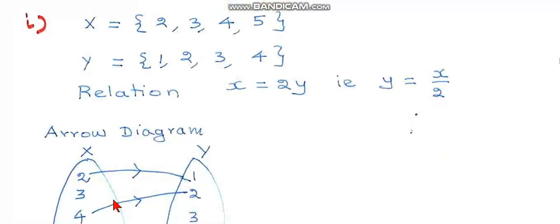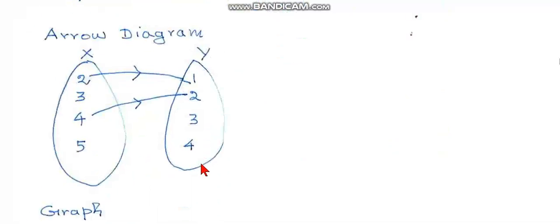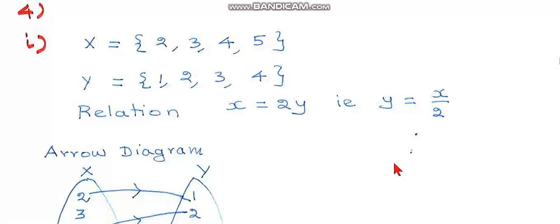In other words, y equal to x by 2. Arrow diagram: the set X is written here, set Y is written here. Now y equal to x by 2. So if you put x equal to 2, 2 by 2, you get 1. 1 is there. So 2 is related to 1.